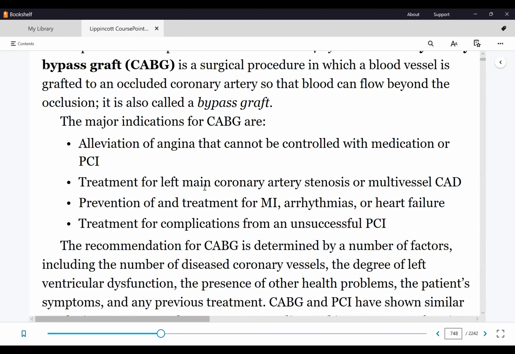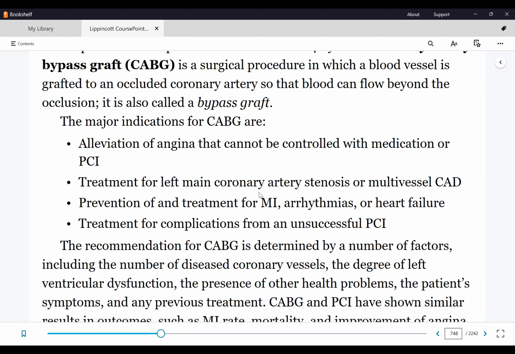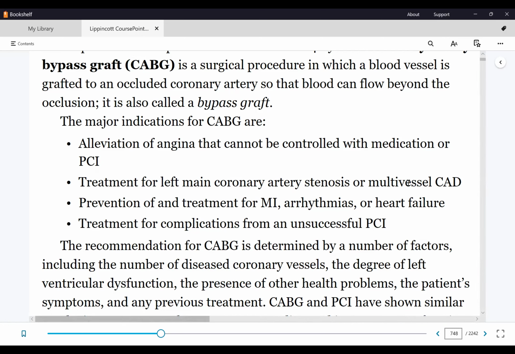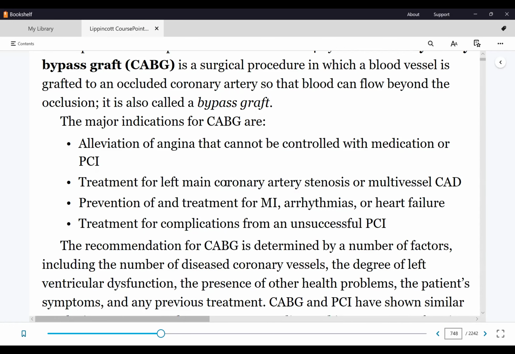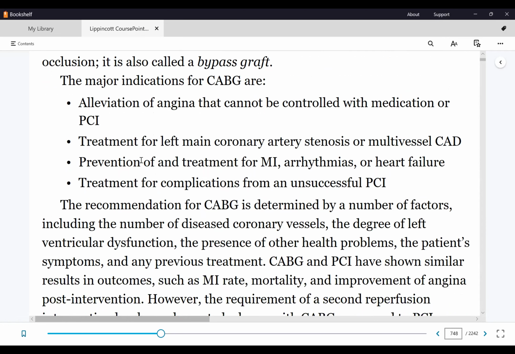Another is if it's the left main coronary artery or multivessel disease. Now the LAD, which is your left main coronary artery, supplies the left ventricle. So do you want to take the risk here? If it's multivessel, usually meaning more than 3, because we can still PCI, we can still stent 2, but if it's 3 or more, you're better off with a CABG, to bypass. And then preventing these complications, or again, an unsuccessful PCI.